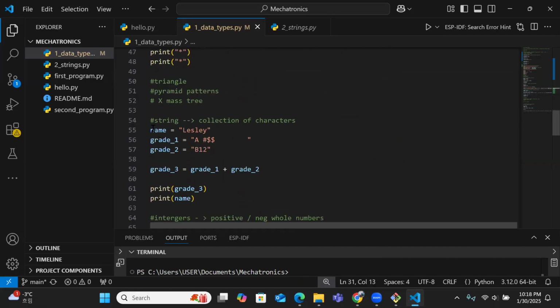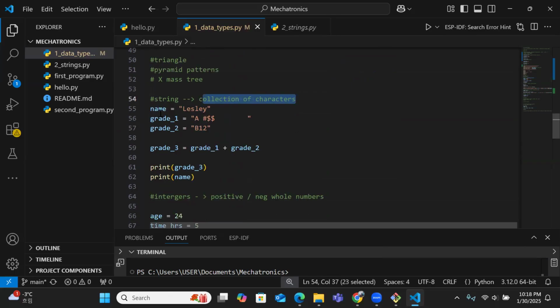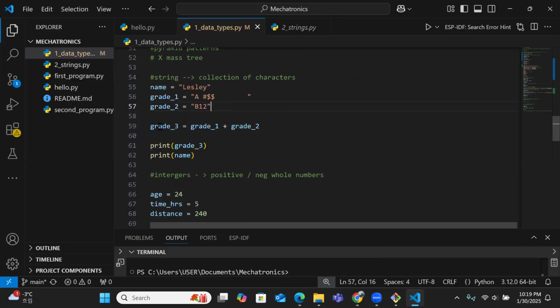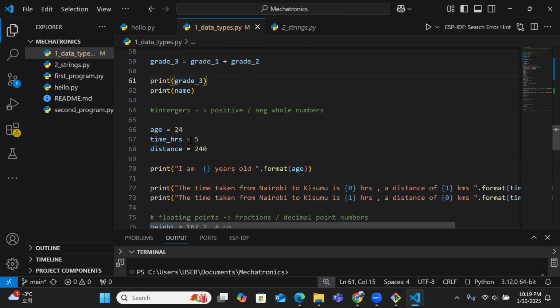Then we went along and learned about strings, which we said are a collection of characters. We want to learn more about it today. If you have one character L, E, S, E, L, Y, when you bring them together, you form what is called a string. And you can add the strings together and print. Then we looked at integers, which are positive and negative whole numbers.